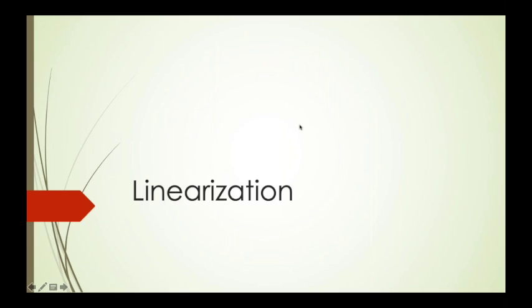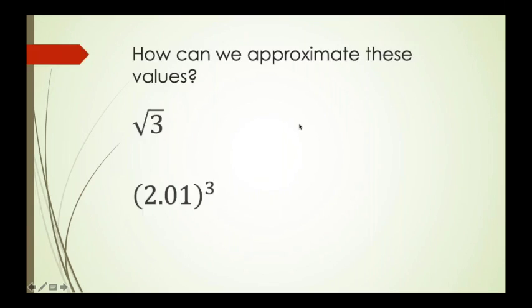Square root of 3 and cube of 2.01. We don't know the square root of 3, and it doesn't even give a whole value, so it is approximately 1 point something. And the cube of 2.01 also doesn't give a whole value. It is approximately 8 point something. But how do we find some part of this something? Here we need linearization.